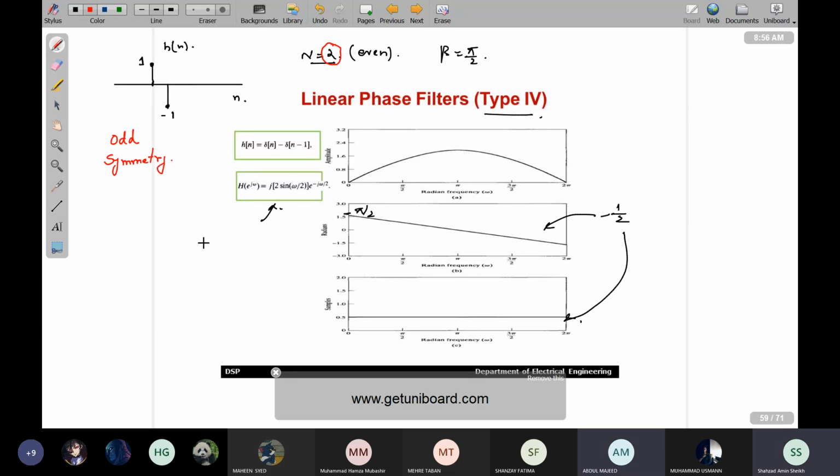Any other question? Sir, n shows the number of taps, and what does m show? Let's write it this way: number of taps is equal to n, and number of taps is equal to m plus 1. Different books have different notations, that's the only difference. Yes sir. So n minus 1 is equal to m, which is n minus 1.